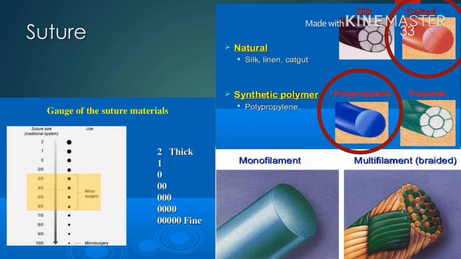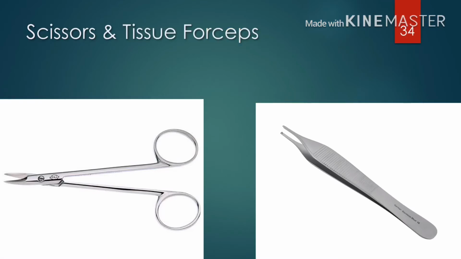The most commonly used suture in dentistry is silk, with a gauge range from 3-0 to 6-0. The scissors are for cutting the suture, and tissue forceps to grasp the flap during the suturing. We must ensure that these instruments are sterile before the suturing.